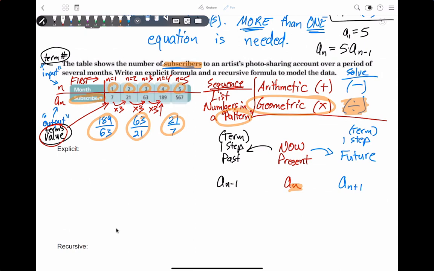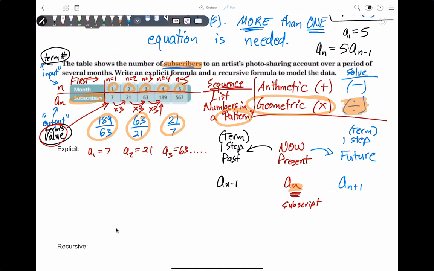Okay, so how do we write that? Well, we're going to say the first term is equal to 7. The second term, or the second number in line, its value is 21. The third term in line, its value is 63, and so on and so forth. That's how you interpret this subscript, this sub n, okay? So that n is a subscript, if you will.